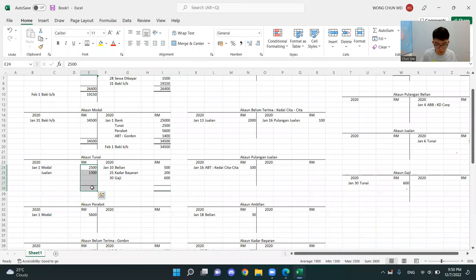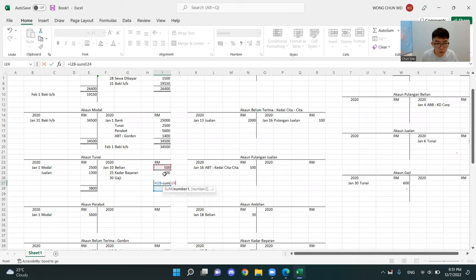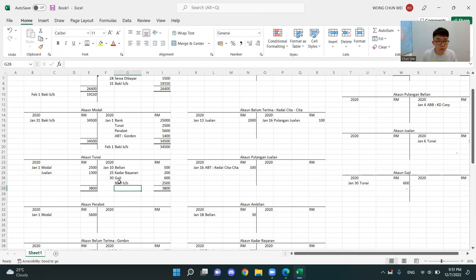So I think it's the debit side bigger, because the debit side is 4-digit, the credit side only 3-digit. So here credit 3,800. Then how much is here? You use 3,800 minus 500 minus 200 minus 600. You get 2,500. So this 2,500 we call the Baki HB. 31st. So when you have a HB, there must be a BB.